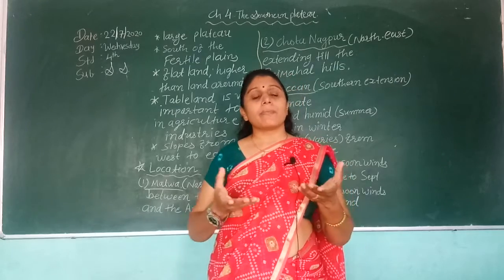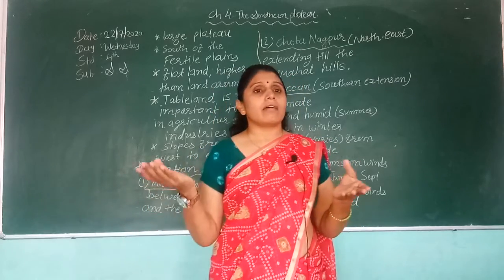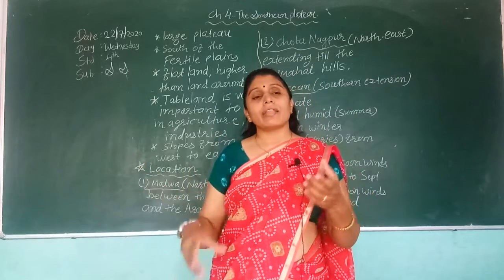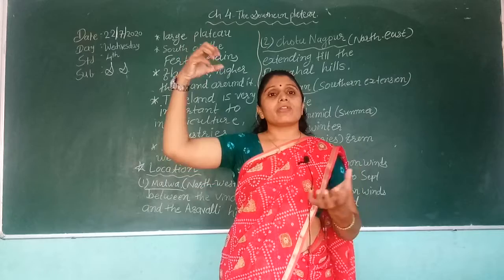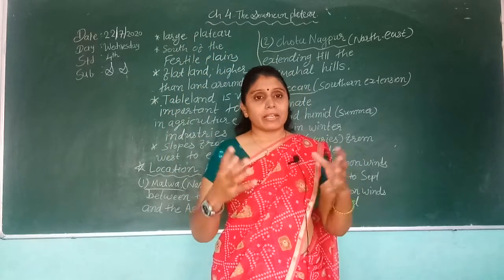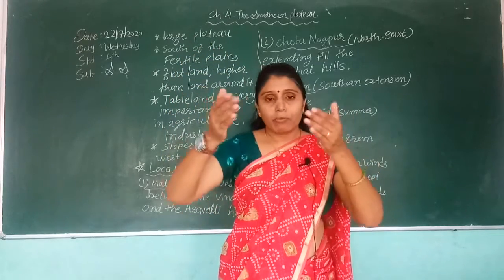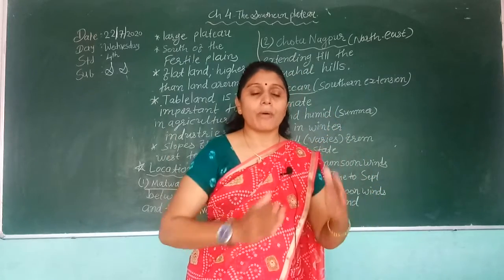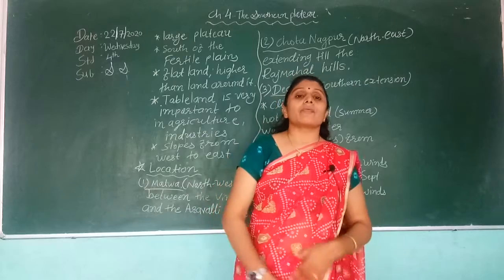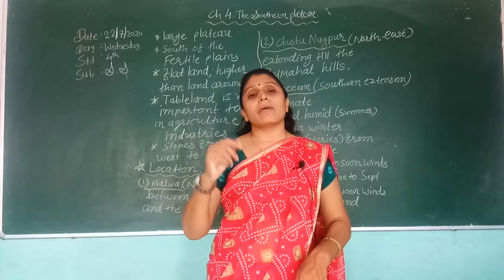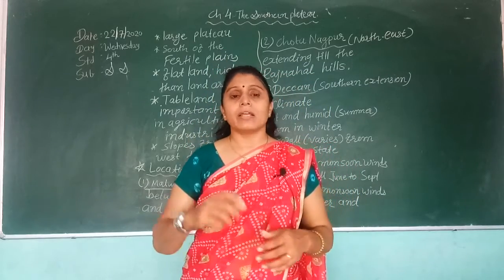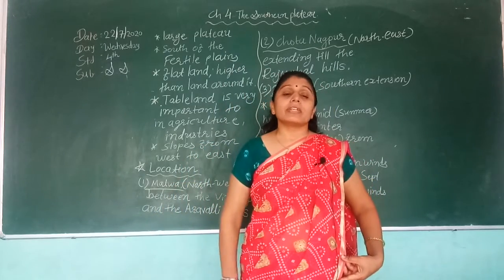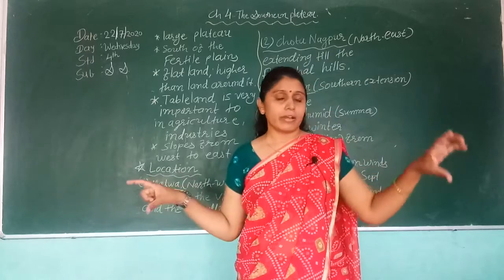And there are many glaciers also, like Gangotri and Yamunotri. In summer the ice melts, the glacier melts, and the water comes down like a river. The Ganga from the Gangotri glacier, and the Yamuna from the Yamunotri glacier. These are the physical features of the Himalayan range.